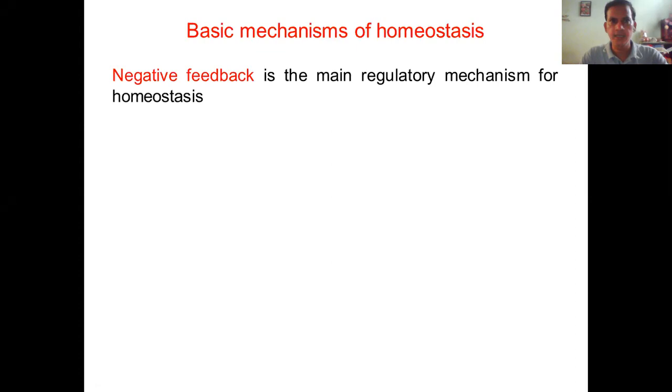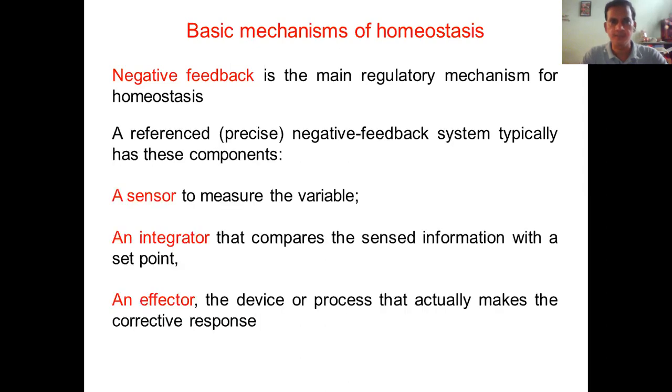There is negative feedback in the living system, which is the main regulatory mechanism for homeostasis. A reference or a precise negative feedback system has three different components. First one is a sensor, which is used to measure the variable. So let's say if you want to measure the temperature, then of course we need a thermometer, and in the body we have specific receptors like thermoreceptors.